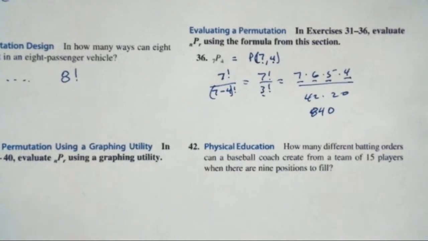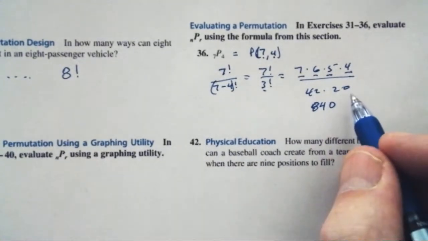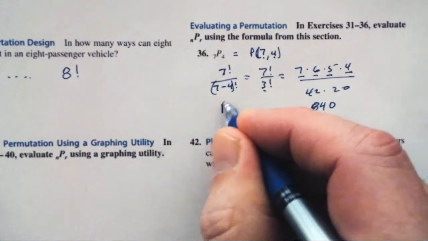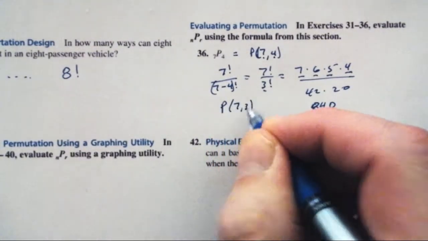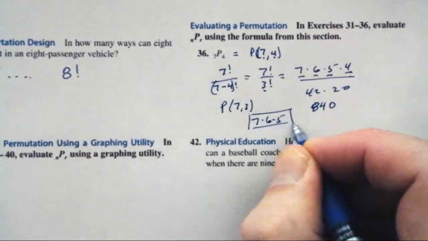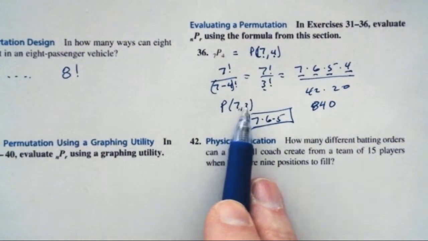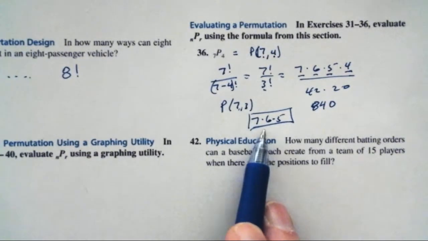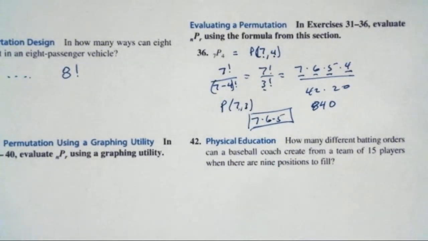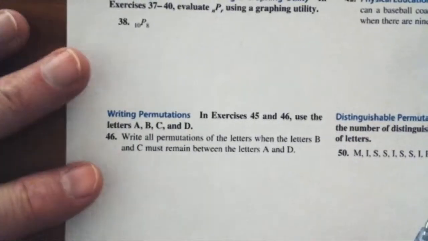Okay, excuse me. So I want to make certain that we're comfortable on this. If this was P7, 3, I would go 7 times 6 times 5 and stop. It's permutation 7 length 3. Why? Because 4 factorial would be in the denominator. So that's another way of handling it. I like it with the length. Permutation 7 length 4.